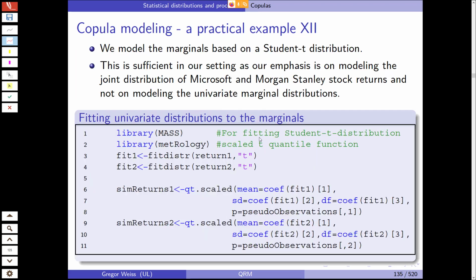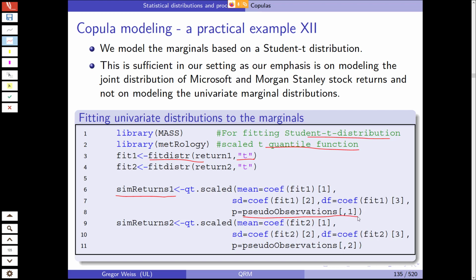And then we model the marginals based on a student T distribution. This is sufficient in our setting. We are modeling the joint distribution. We could have used a better and more sophisticated model, but let's assume we are taking a student T. So we are using a scaled T quantile and a student T distribution. So fit 1, fit 2, we fit a T distribution based on return 1 and return 2. We simulate quantiles from these fitted T-distributed marginals, and we insert the pseudo observations from the copula.